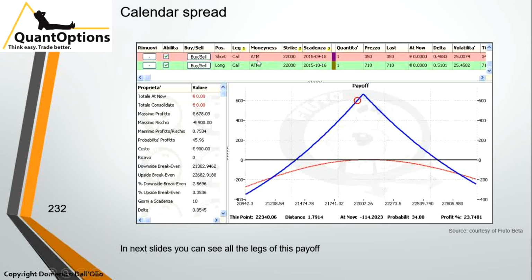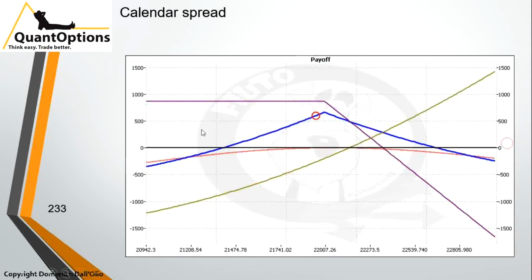In September, this option will expire and its payoff will be for sure a line that we will see in the next slide. The payoff of the option expiring in October will be a hypothesis, because it will be an expectation of the at-now curve of that option having still a month of residual life. Let's see the legs. Next slide.